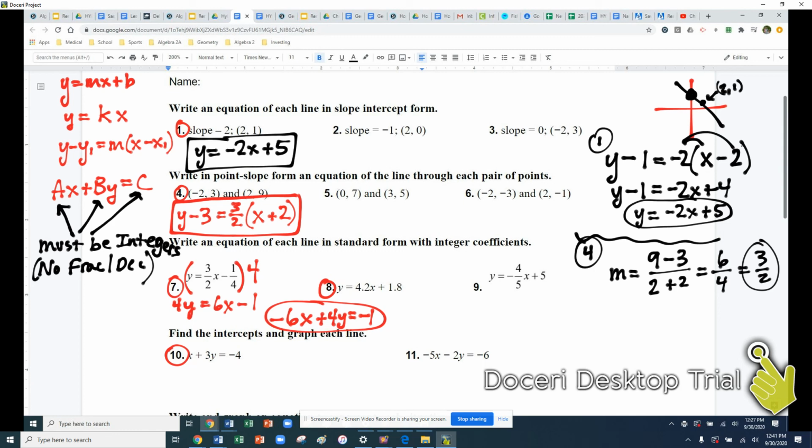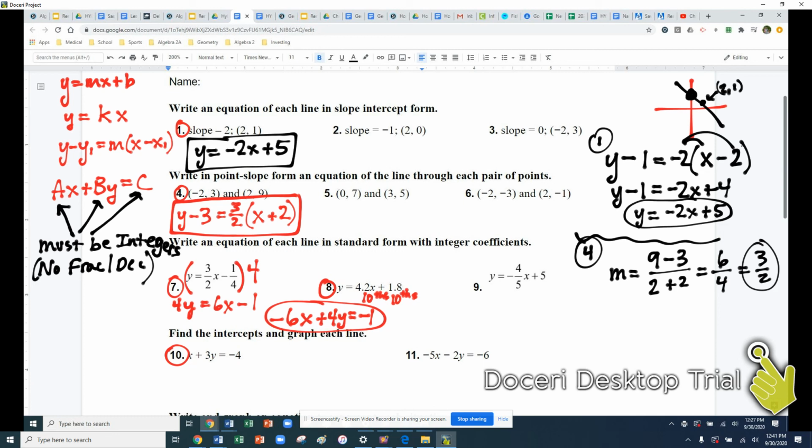For 8, you got some decimals. You think about this decimal. This would be 4.2 or 4 and 2/10, 1 and 8/10. So both of these decimals are dealing with tenths. What do you think you're going to need to multiply by to get rid of tenths as a denominator? By what? 10. Get rid of tenths, multiply by 10.